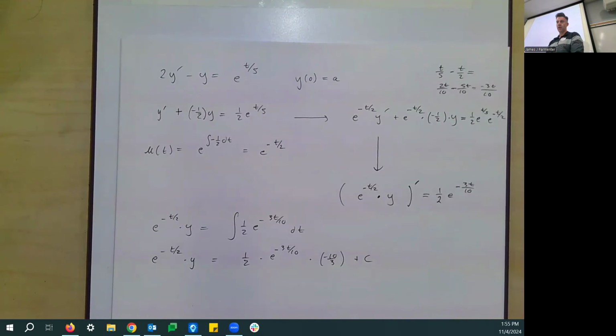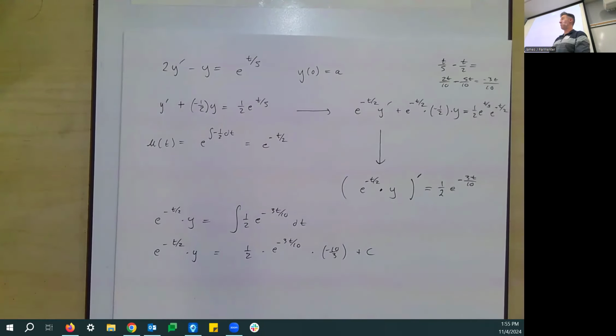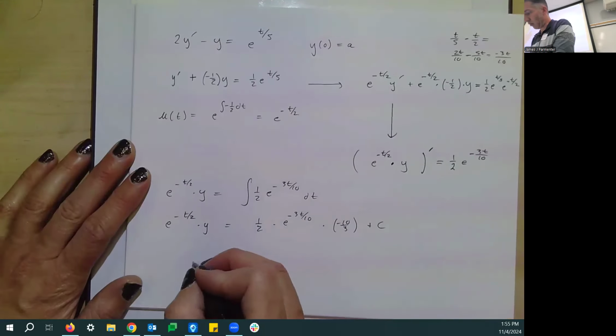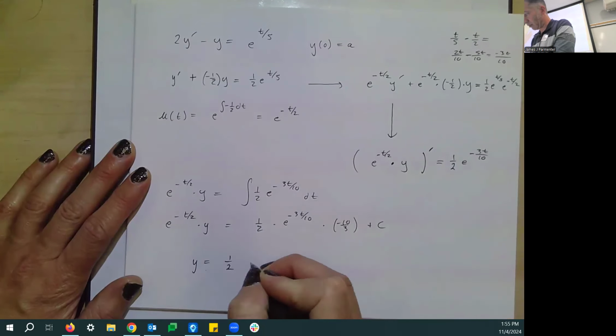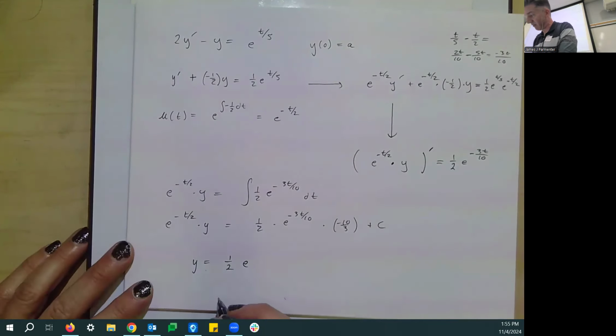Divide both sides by e to the negative t over 2, or multiply both sides by e to the positive t over 2, which I think is the better choice if you're dividing by e to a negative thing. So you need y equal to 1/2 times e to... I should have been smarter and multiplied the 1/2 times the -10/3 and got -5/3.